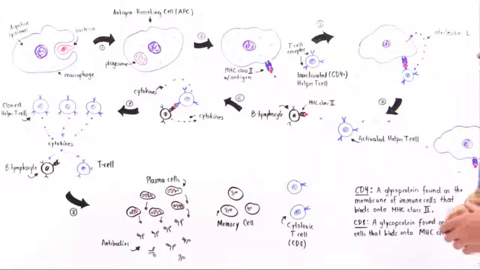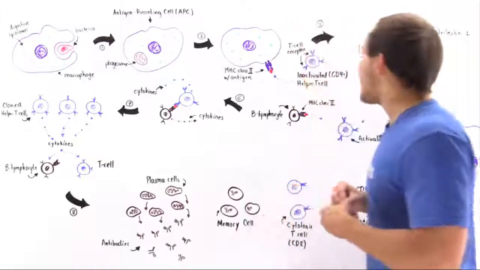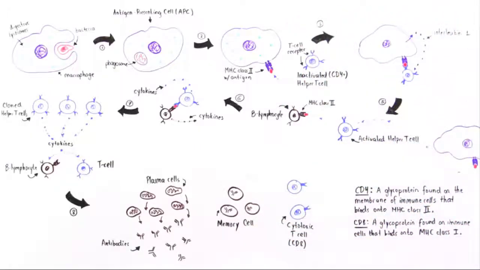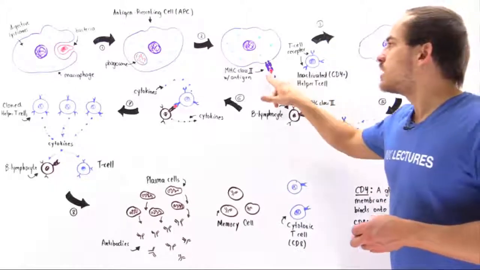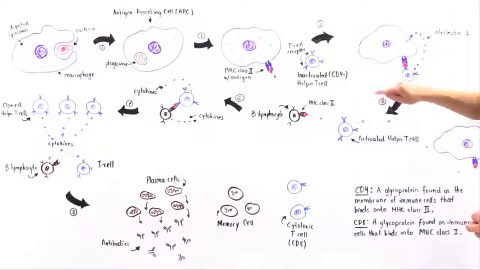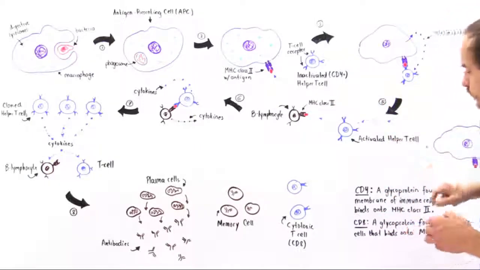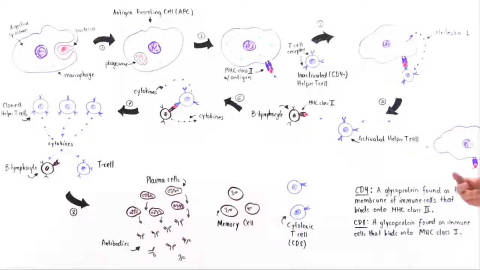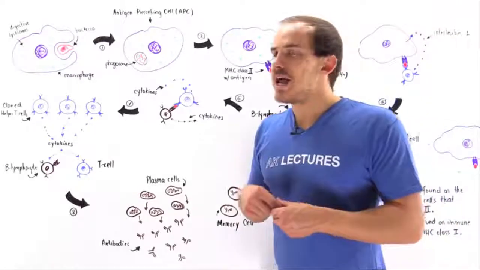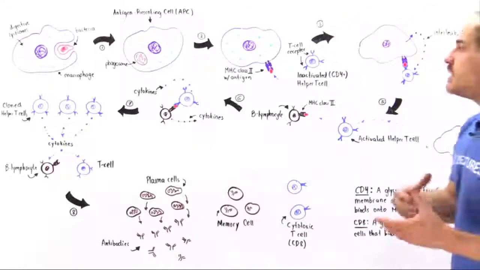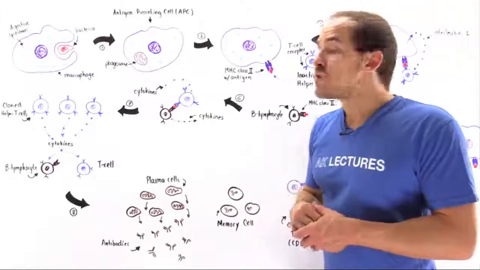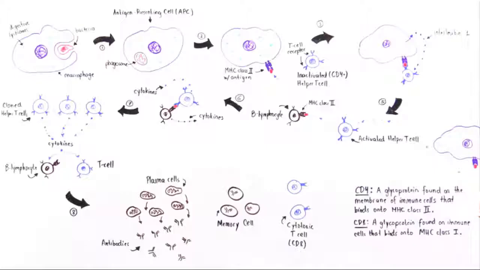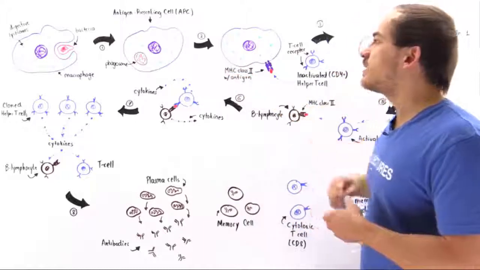in red. A special type of T cell known as an inactivated helper T cell, which is a CD4 plus helper T cell, begins to approach this MHC class 2 antigen. Now, what do we mean by CD4? Well, CD4 is simply a special type of glycoprotein that is located on the membrane of T lymphocytes, and specifically on the membrane of this inactivated helper T cell. What this CD4 glycoprotein does is it binds and interacts with MHC class 2.